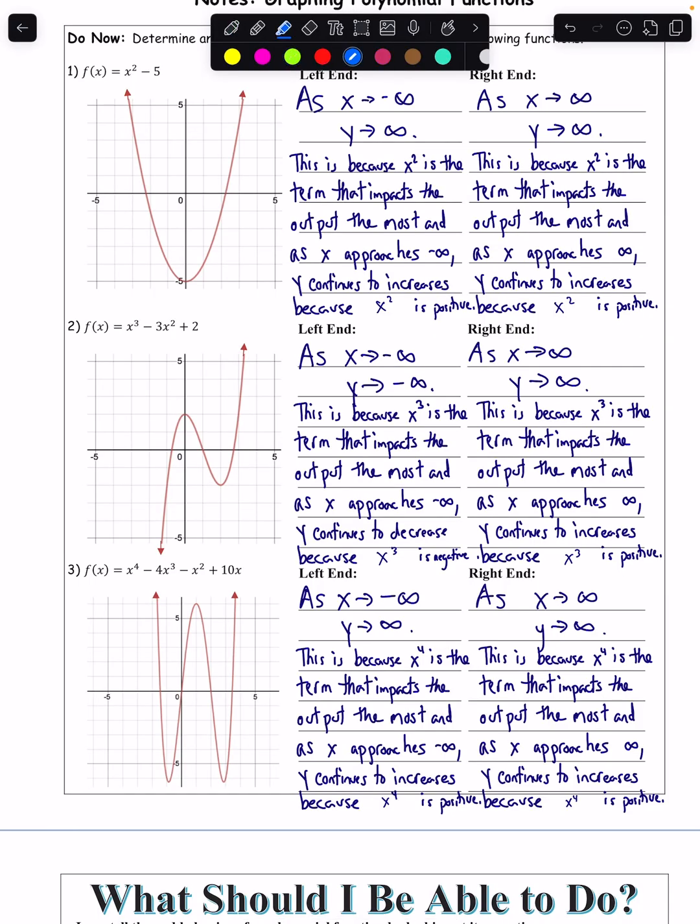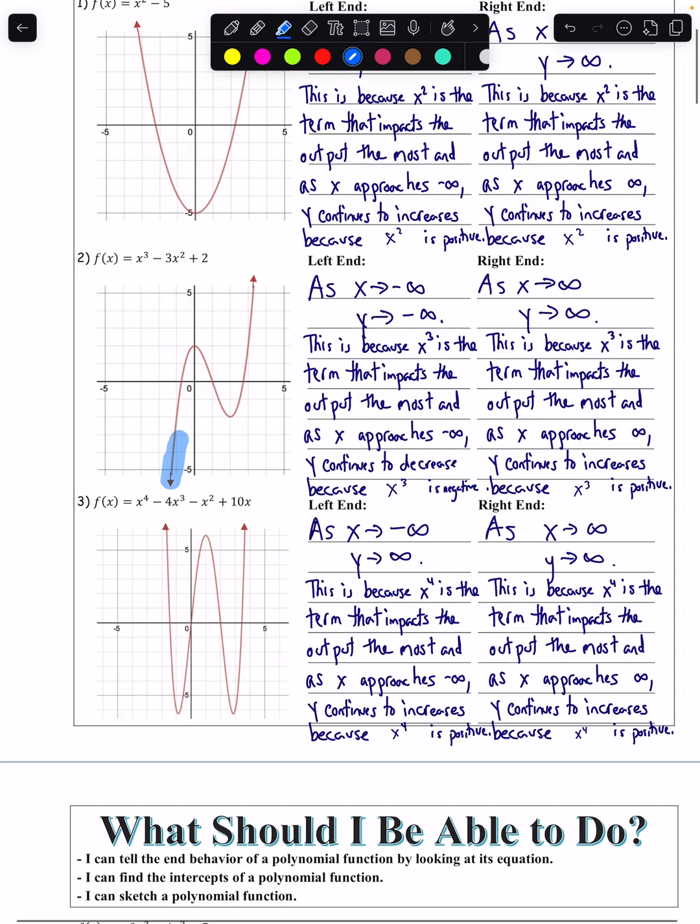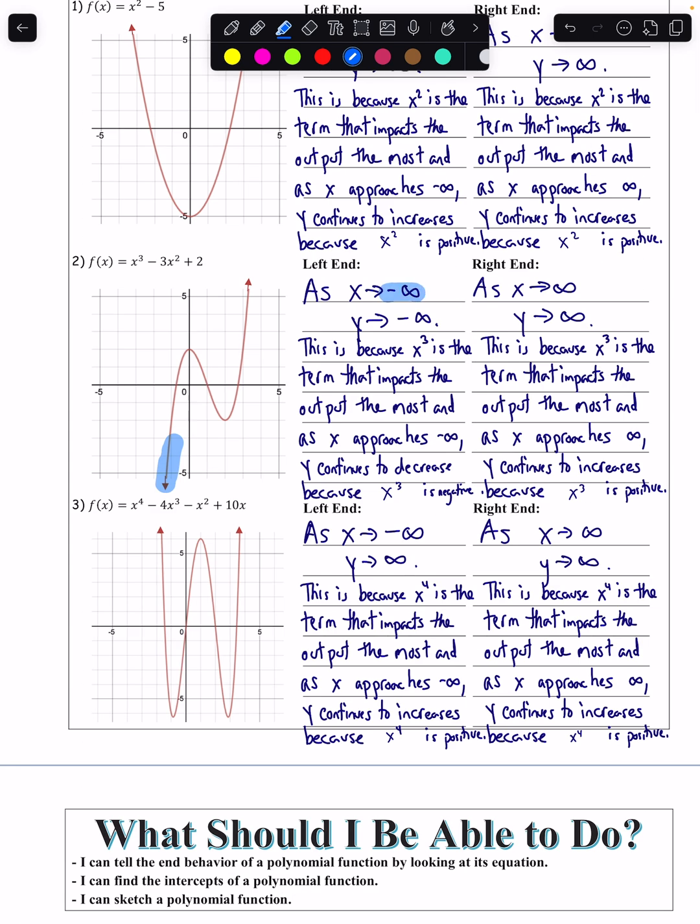For number 2, look at the left end behavior. Here's our left end behavior, so you can see the arrow there. As x gets closer and closer, it's going to the left, so negative infinity. We're going down, so y is approaching negative infinity. And why is this the case? Well, as we get closer and closer to negative infinity, the term that's going to impact and drown out all the other terms is the x to the third.